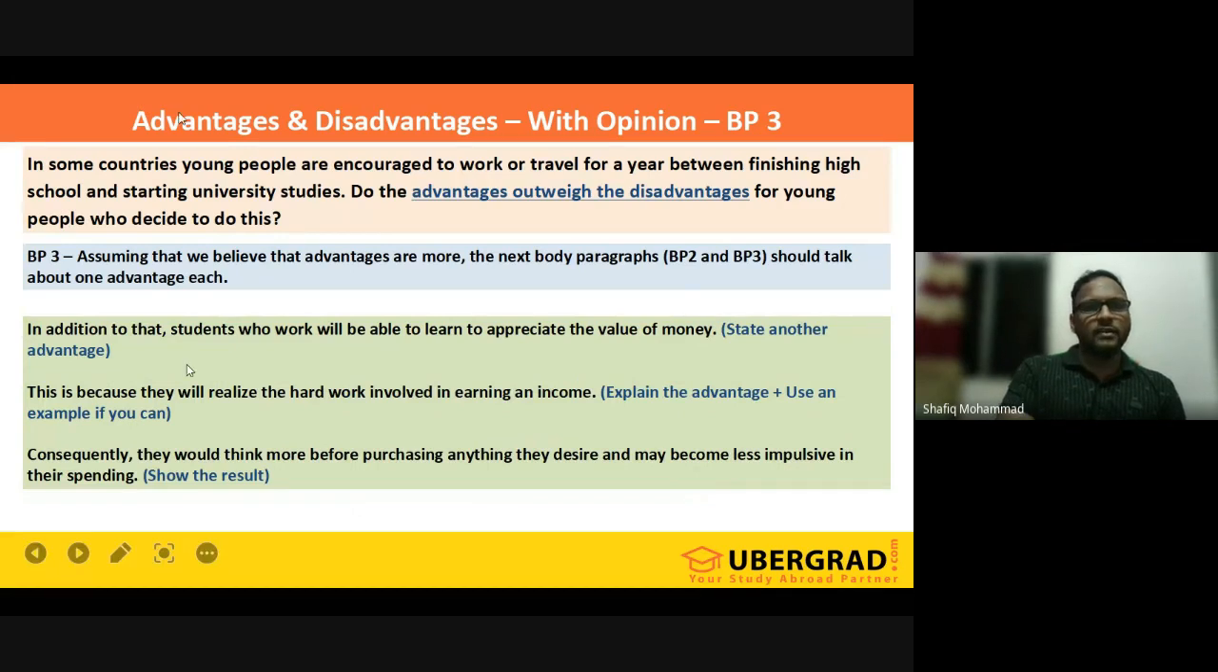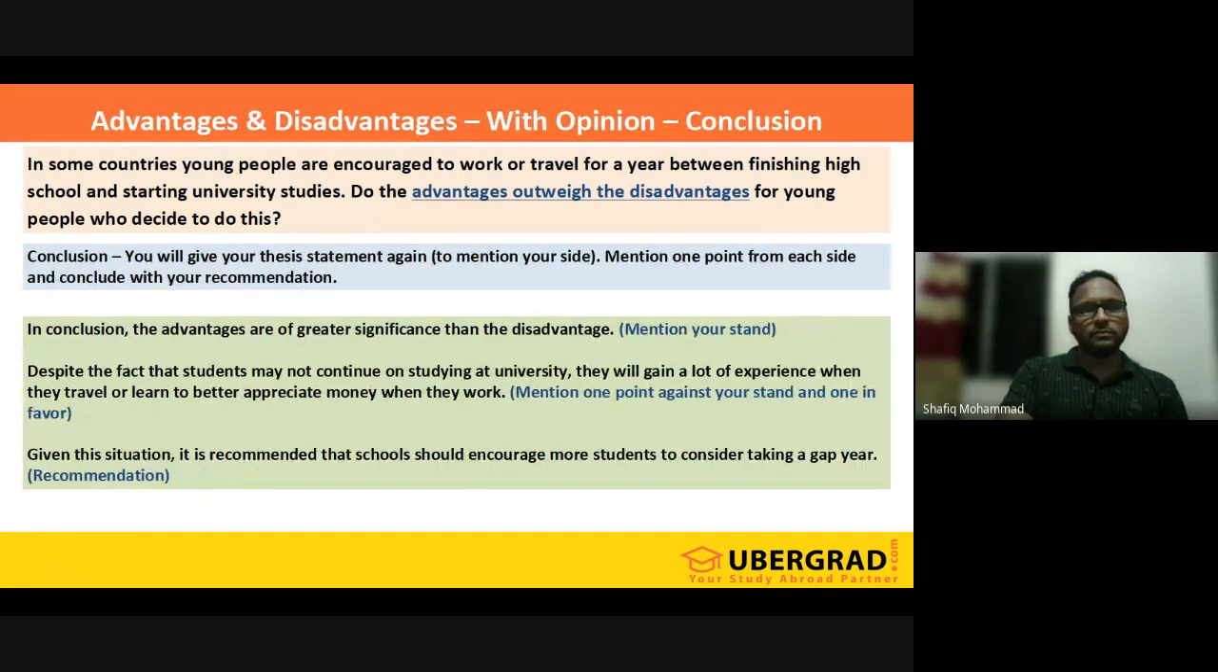And another advantage, see, assuming that we believe the advantages are more, the next body paragraph, we talked about the same thing. So in addition, you're just continuing in body paragraph 2. Okay. Students who work will be able to learn the appropriate value of money. So another advantage you're giving. Then further explanation and result. Okay. Then the conclusion will go like this.